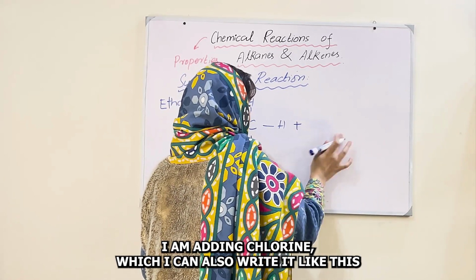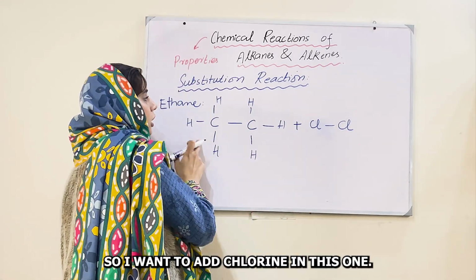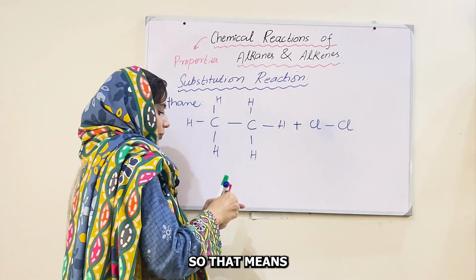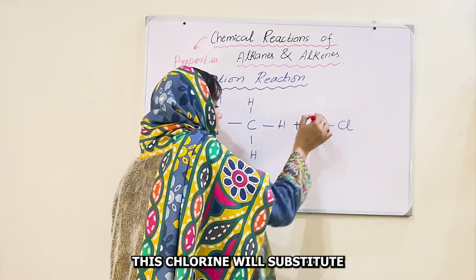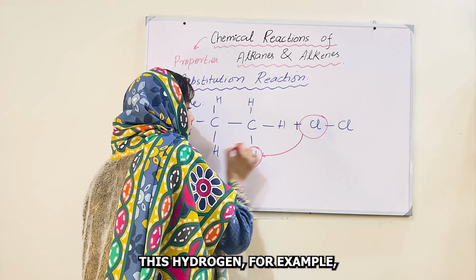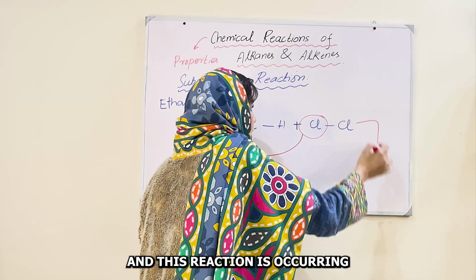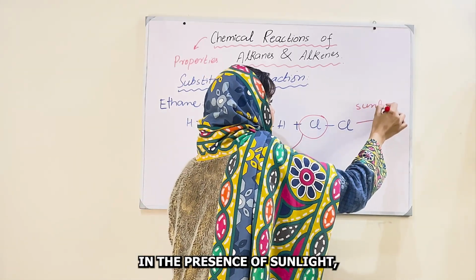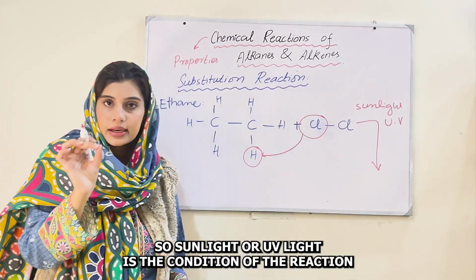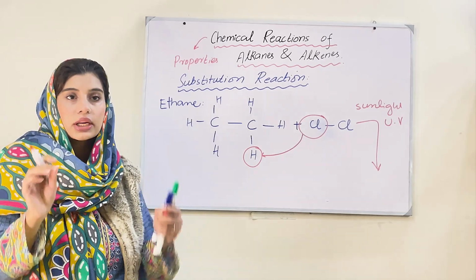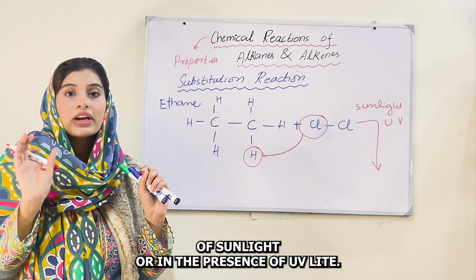I can also write it like this: Cl, single bond with Cl. So I want to add chlorine in this one. Let's use another color. This chlorine will substitute this hydrogen, for example, and this reaction is occurring in the presence of sunlight, particularly UV light. So sunlight or UV light is the condition of the reaction, that this reaction can only happen in the presence of sunlight or UV light.